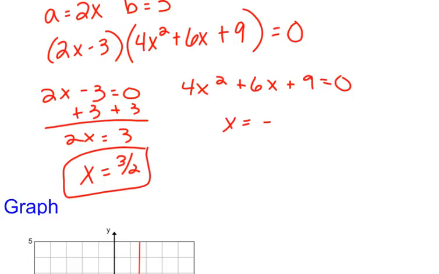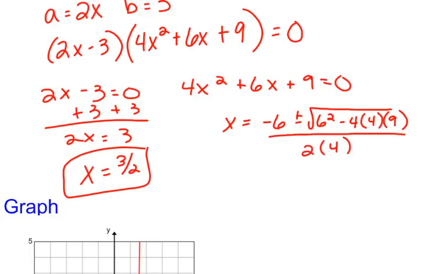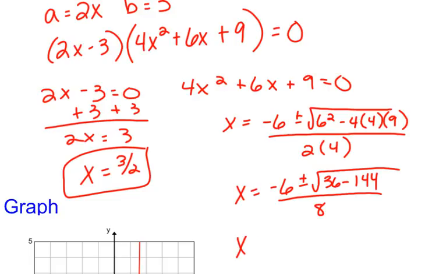So x equals the opposite of b, plus or minus the square root of b squared minus 4 times a times c, all over 2 times a. X equals -6 plus or minus the square root of 36 minus 144. 4 times 4 is 16. 16 times 9 is 144, over 8. So when I take 36 minus 144, I get -108.